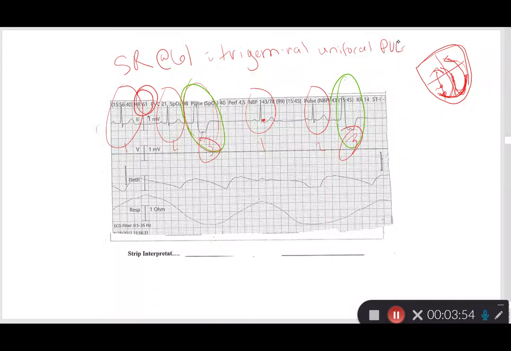Now, if you have some kind of pattern, if it's trigeminal or bigeminal, which would be every other beat, a lot of times we don't have to put this unifocal in the name. I'm not going to count you wrong if you don't put unifocal in there because we assume that if it's happening in a pattern, they're probably coming from the same spot in the ventricle. So if you have trigeminal or bigeminal PVCs and you don't put unifocal in there, that's okay.